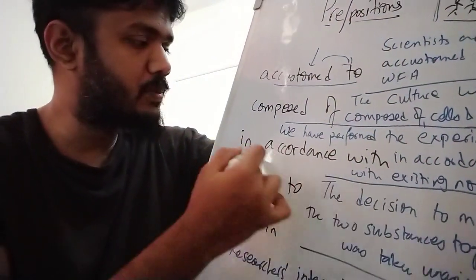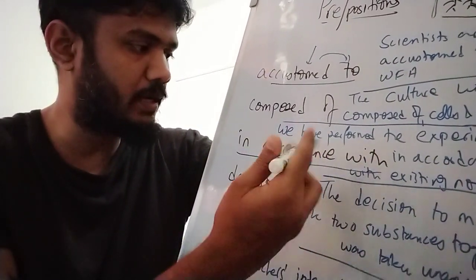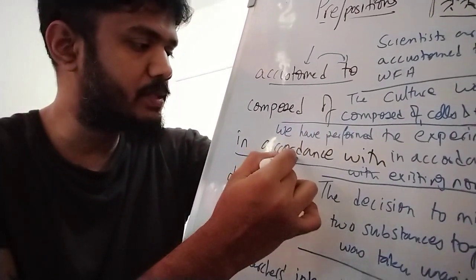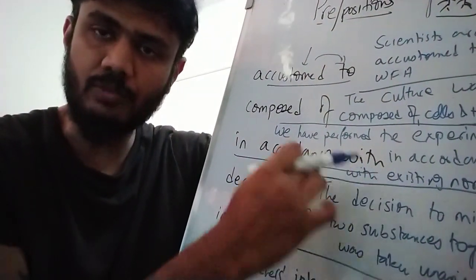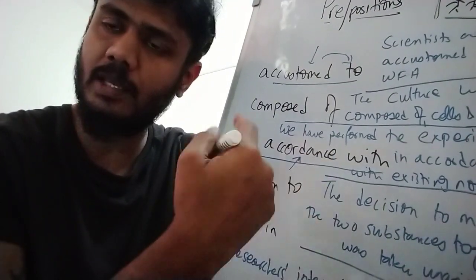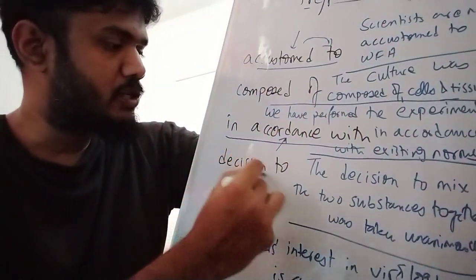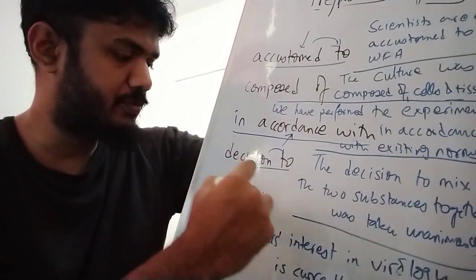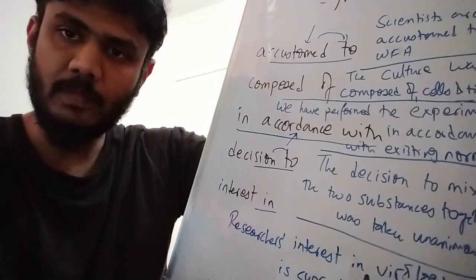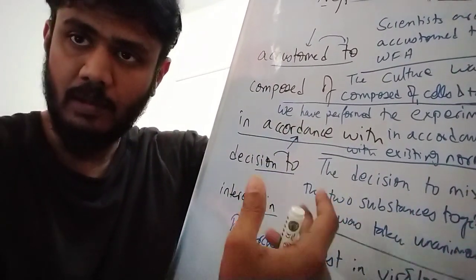Then we have in accordance with. Now this is what we call a phrasal preposition over here. But again, when you say accordance, it's always with. It's not in accordance to. So that's something that you need to learn. It's something that you can only get once you read. Okay. Decision to. Again, with decision, it's usually used with to. Interest in. Yeah. So these are combinations that you have to learn.